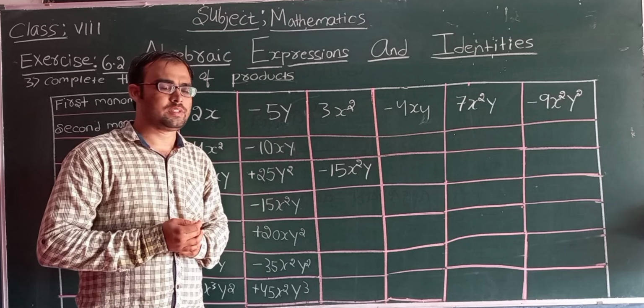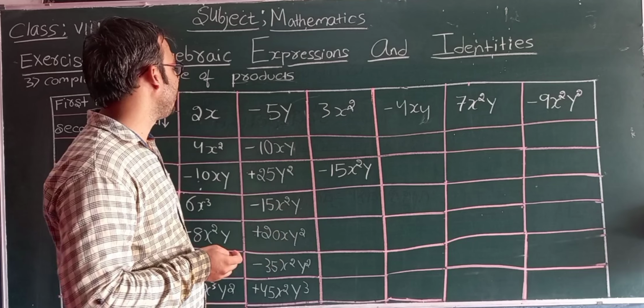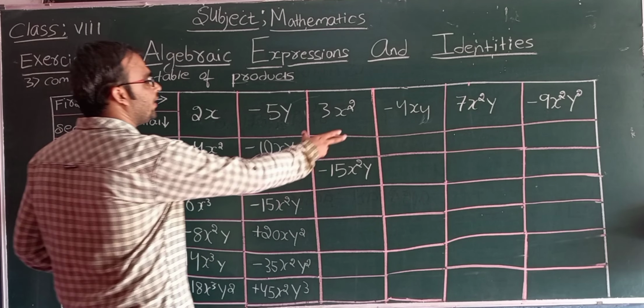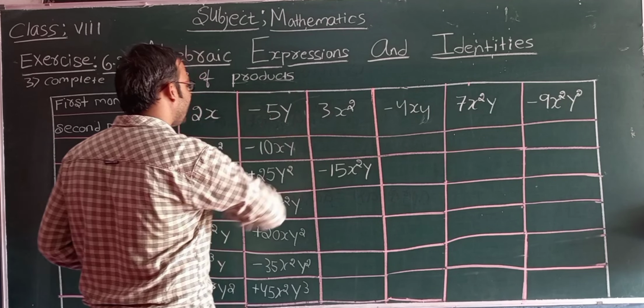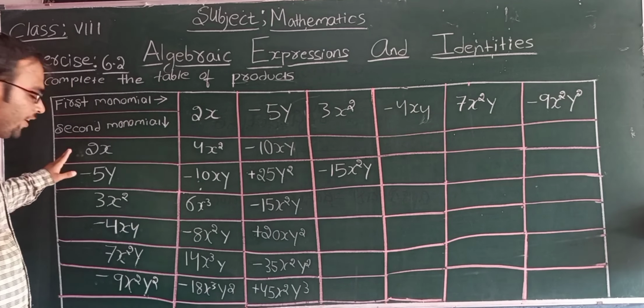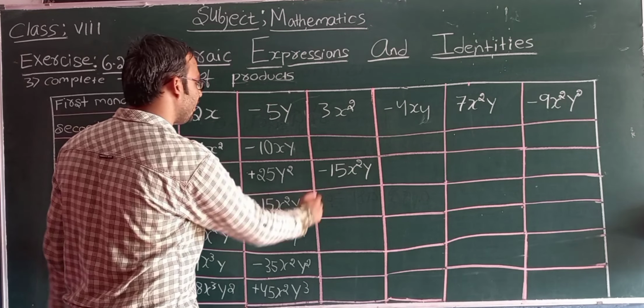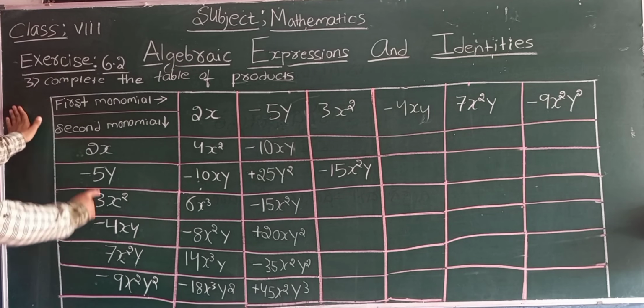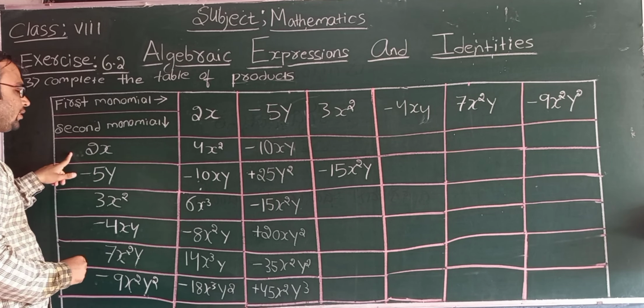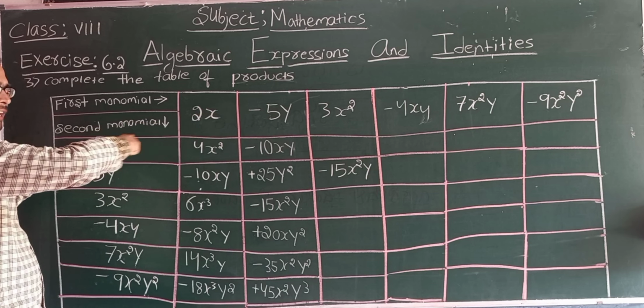Okay, students, now we'll see the third column. Here what is there? We need to multiply this term 3x square with each and every term in this column. Okay, so they have given one already. And now look at here. What we need to multiply? First this one. Both the side plus is there.